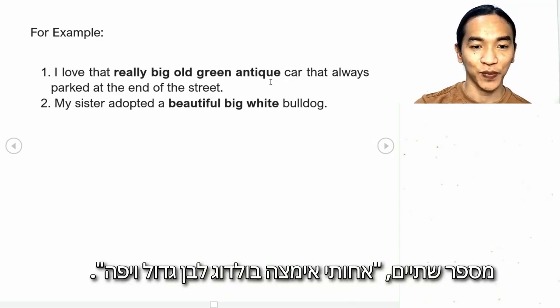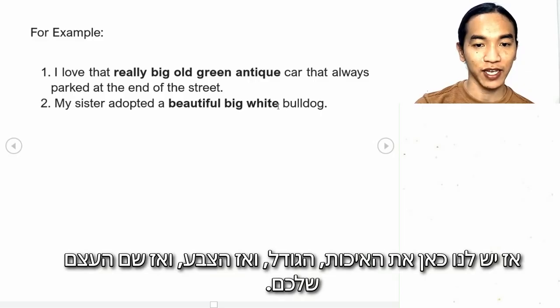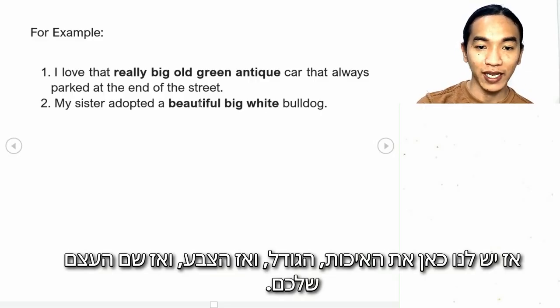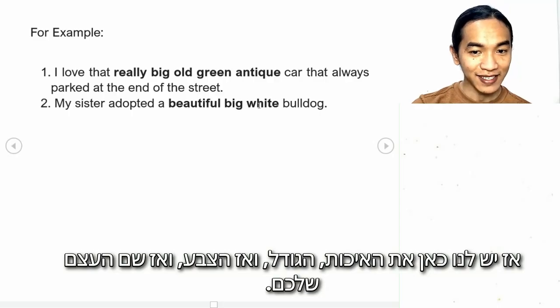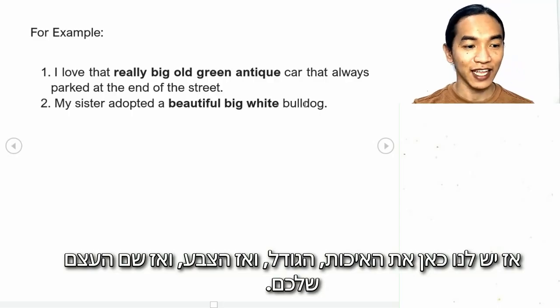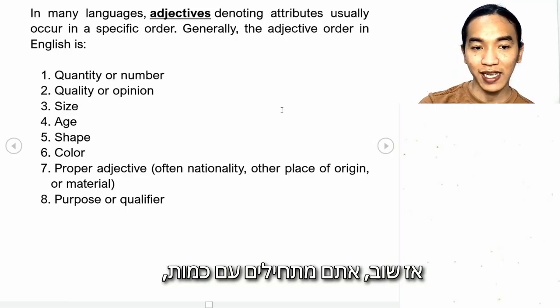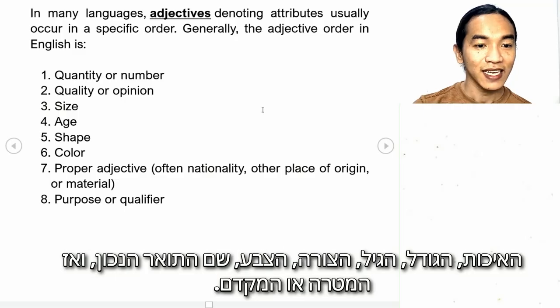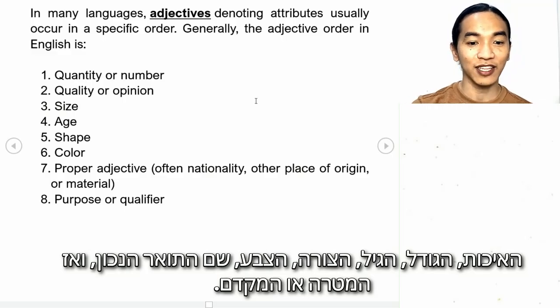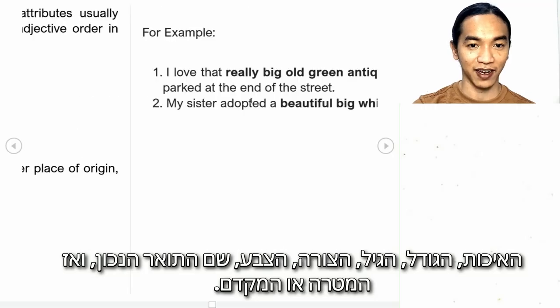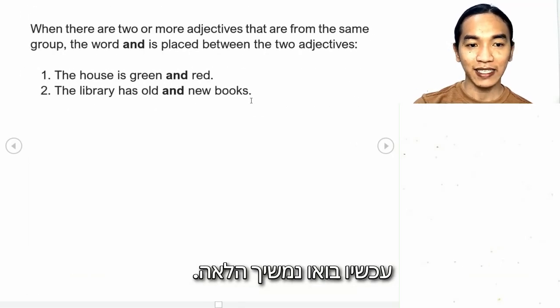Okay, number two, my sister adopted a beautiful big white bulldog. Okay, so we have here the quality, the size, and then the color, and then your noun. Okay, so once again, you start with quantity, quality, size, age, shape, color, proper adjective, and then the purpose or the qualifier. Okay, now let's move on.